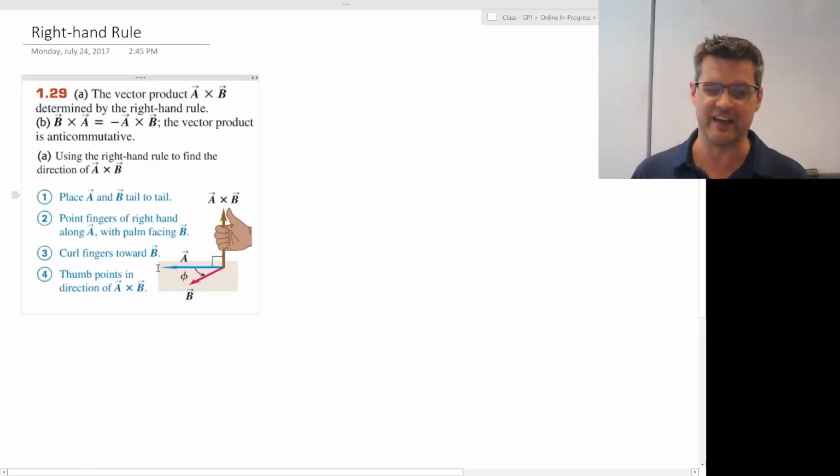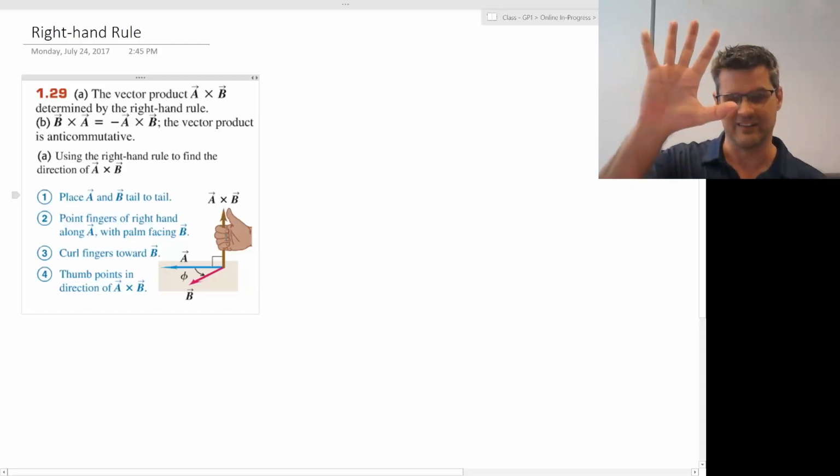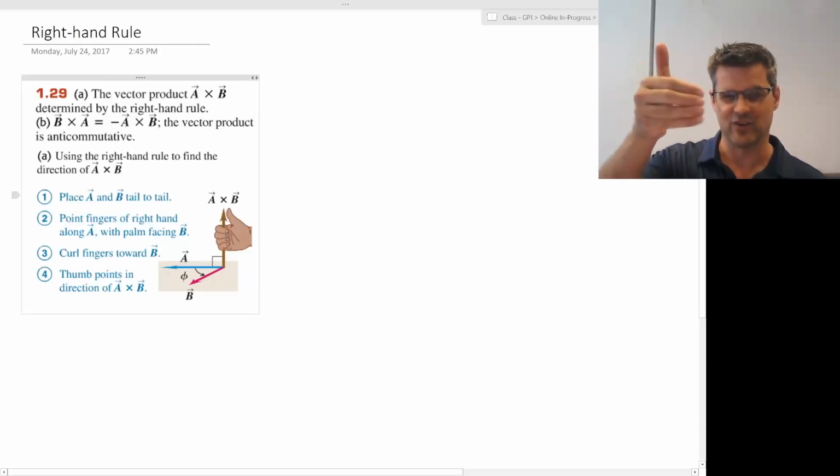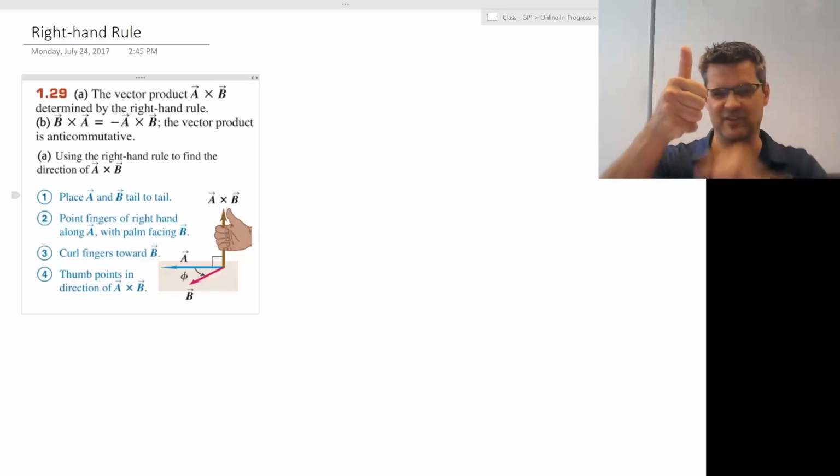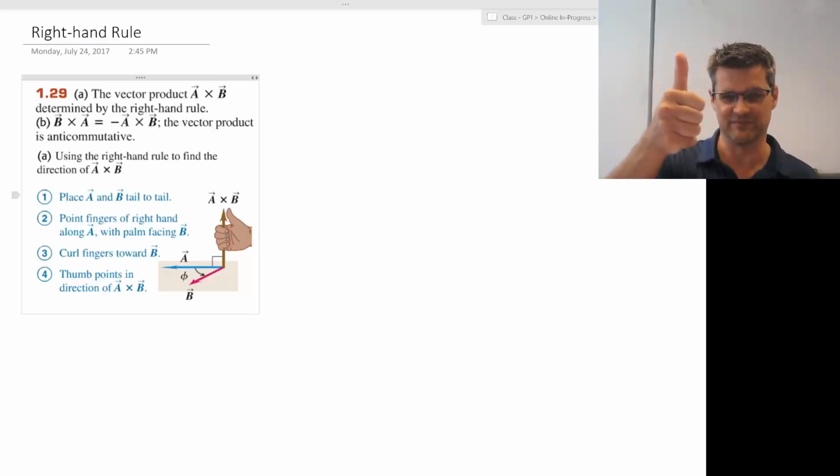Crossing a vector A into a vector B says first place A and B tail to tail, point your fingers of your right hand in the direction of A, close your hand in the direction of B, your thumb points in the direction of the result. This is called the right-hand rule.